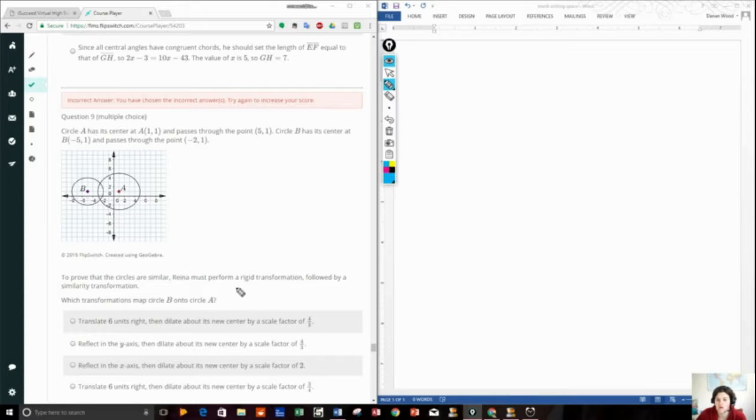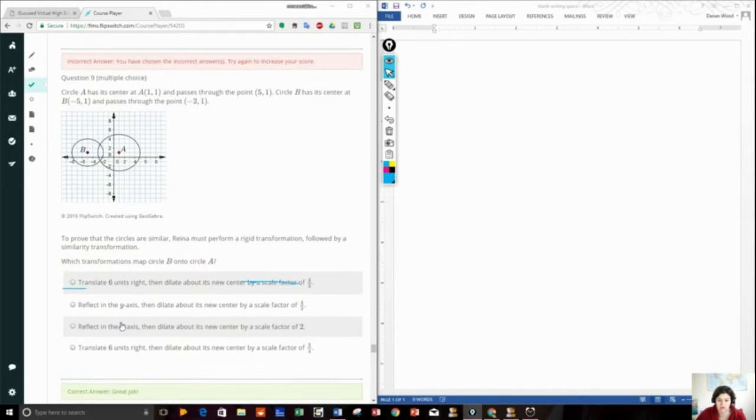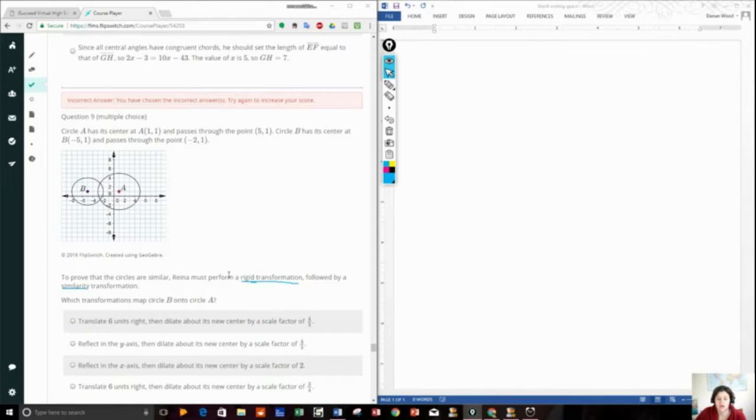Okay, so again, a rigid transformation is a reflection or translation or rotation. So I would write that in my notes. Rigid transformations are translations, reflections, and rotations. Similarity transformations are going to be your scale factors. So there's a big clue right there as to what kind of answers you're going to give. If you select a translation, then you know the next one is going to have to be a scale factor.